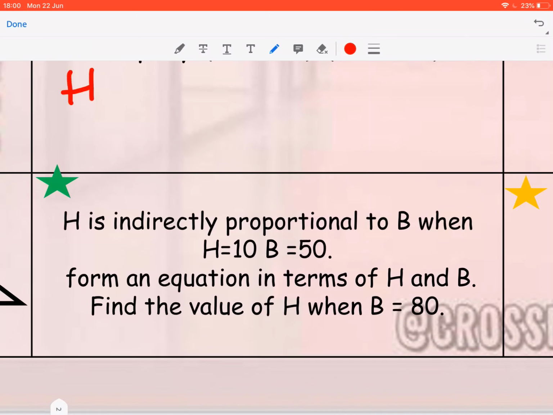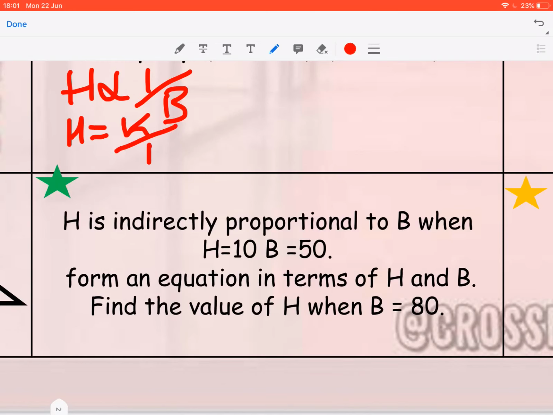So H is indirectly proportional to B. That means H, you do 1 over B, because that means when B gets bigger, H gets smaller, and when H gets bigger, B gets smaller. That's the way that works. Once you're there, if I want to form that into a proper equation, I write H equals K over B. Now you've got to try and find out what K is.